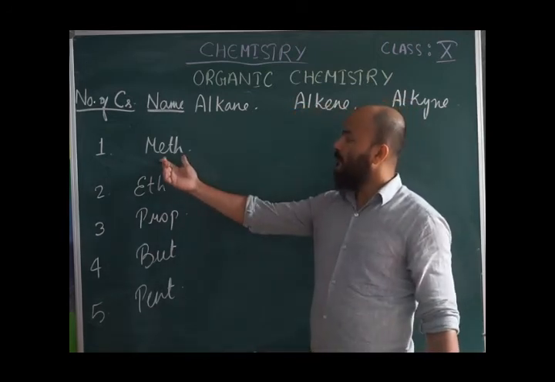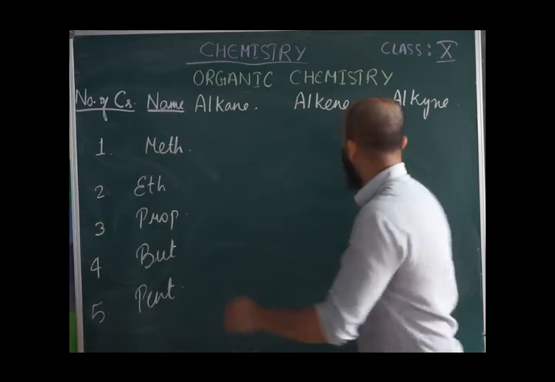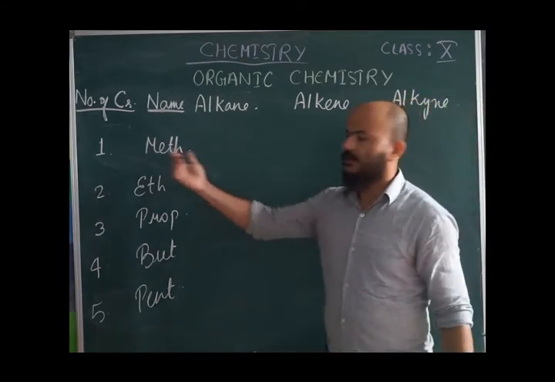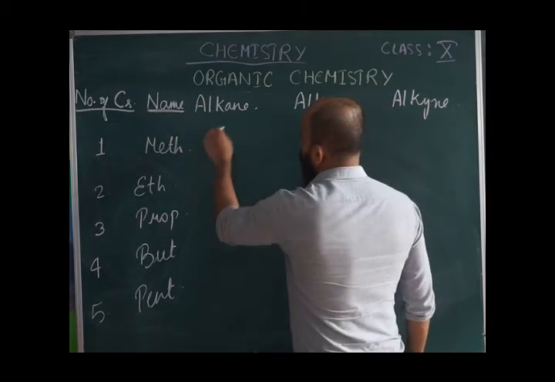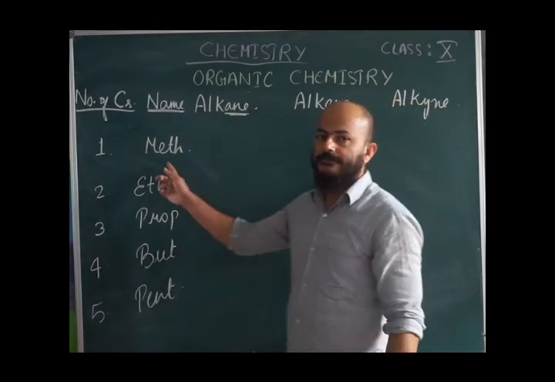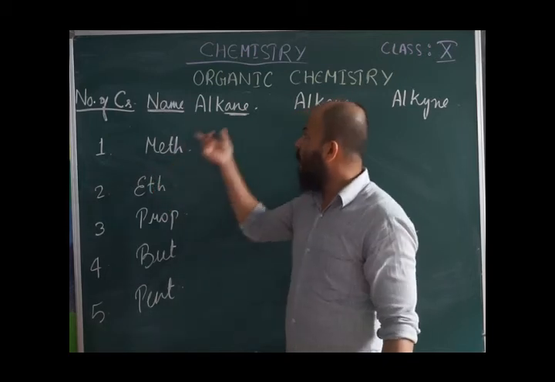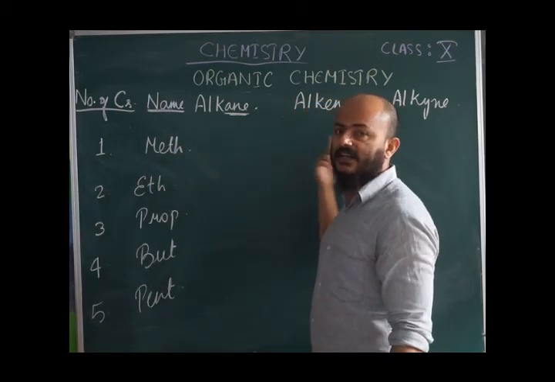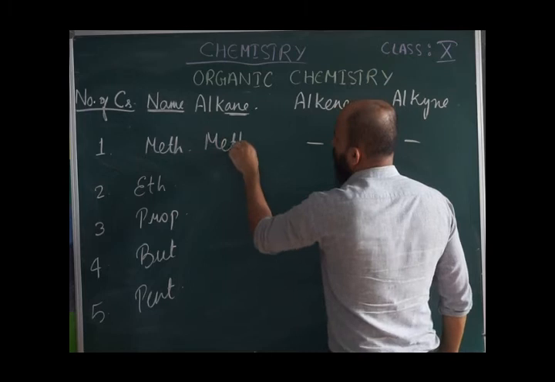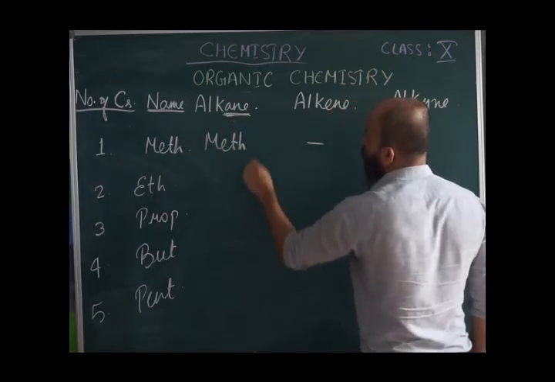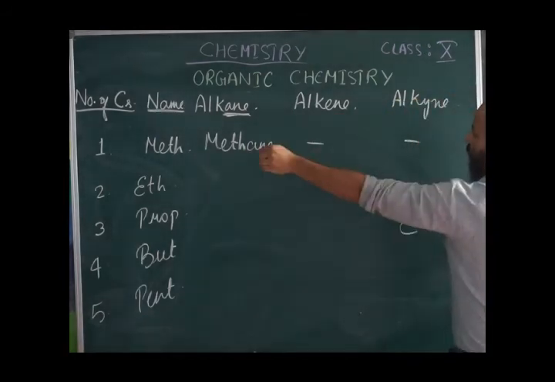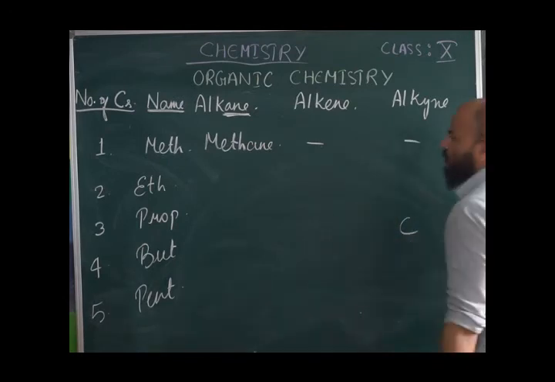Now, for a compound containing one carbon atom, say this is an example, one carbon only. So its name starts with what? Meth. And if there is only one carbon atom, then it can form only alkane, not alkene and alkyne. So this is not possible. Its name will be m-e-t-h-a-n-e. So don't forget, this is included here. Methane. Okay? With one carbon atom, alkene and alkyne is not possible.